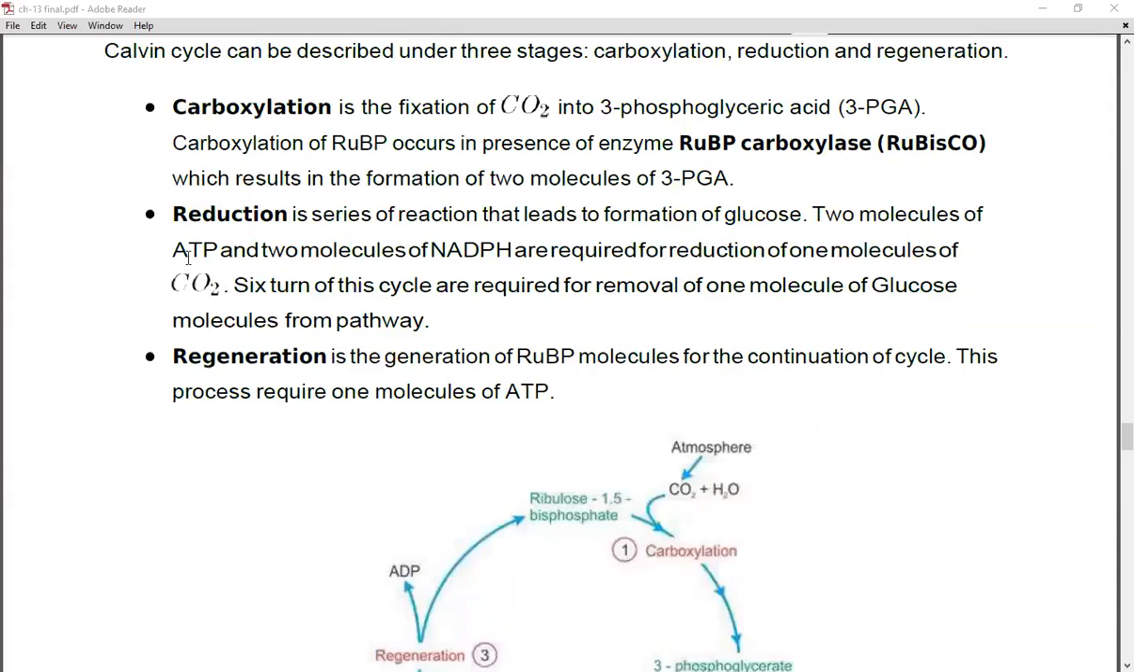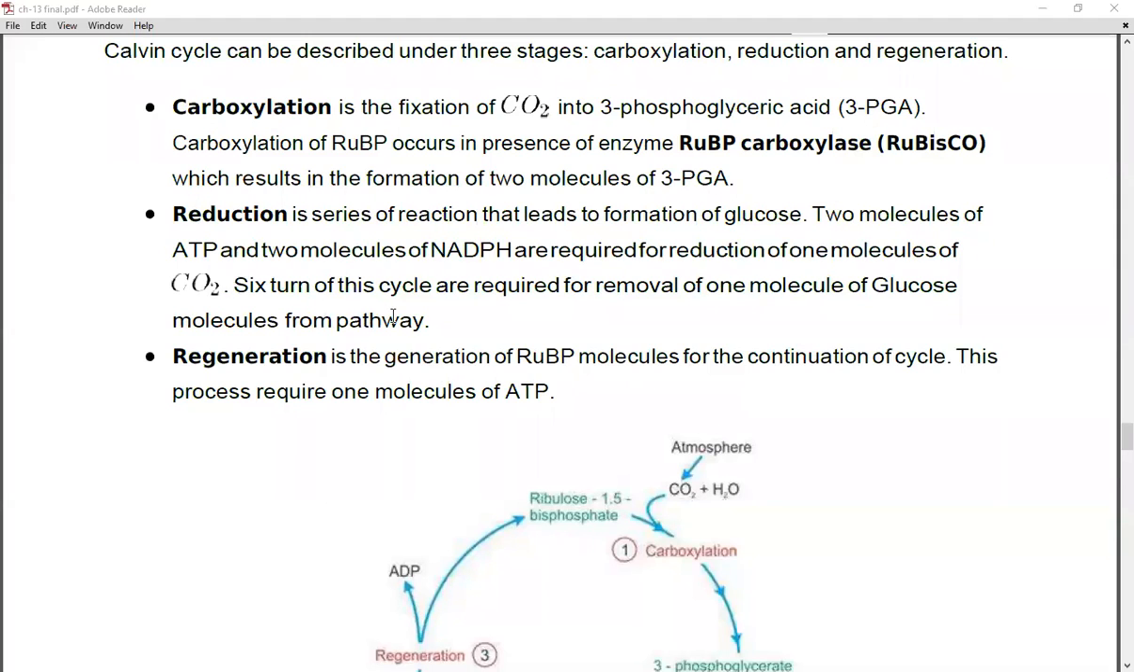In the second step, the reduction takes place. Reduction is a series of reactions that leads to the formation of glucose, right? So when the reduction of this 3-phosphoglyceric acid takes place, what is formed? Glucose is formed, right? Now, 2 molecules of ATP and 2 molecules of NADPH are required for the reduction of 1 molecule of CO2. So if we are talking about 1 molecule of CO2, it needs 2 molecules of ATP and 2 molecules of NADPH, right?